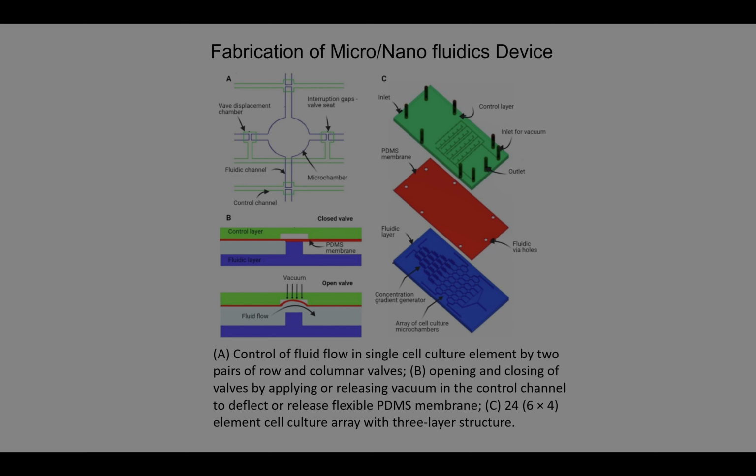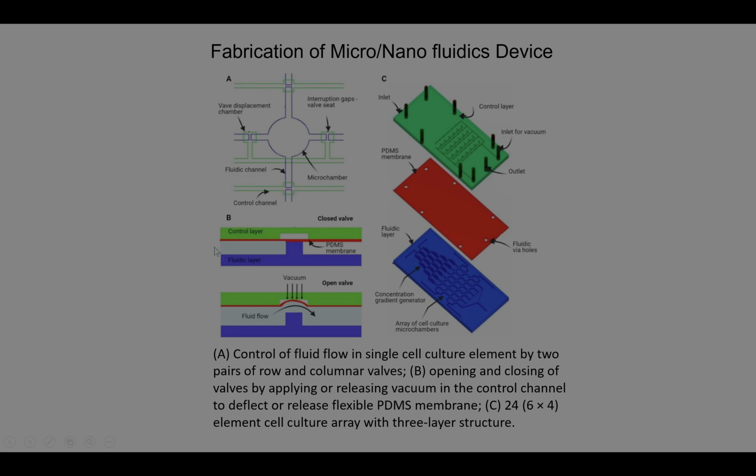And the fabrication of micro and nanofluidics has been shown here, where figure A shows different parts like wave displacement chamber, interruption gaps, wall seat, micro chamber, fluidic channel, and microcontrol channel, and figure B shows how it can be used. The valves can be used during the fabrication. So here a three-layer technique has been used. The first one is the control layer, the second one is the PDMS membrane, and the third one is the fluidic channel.